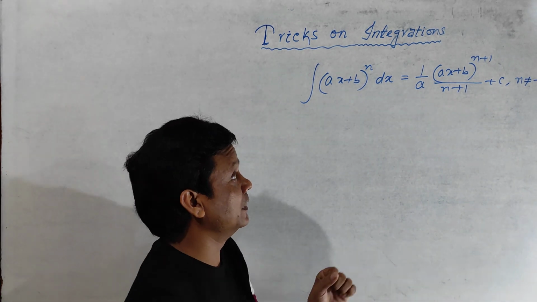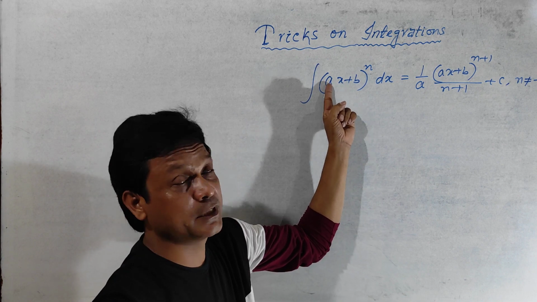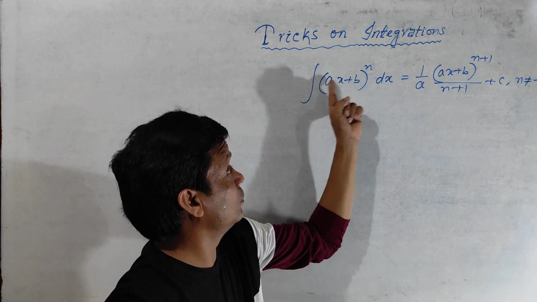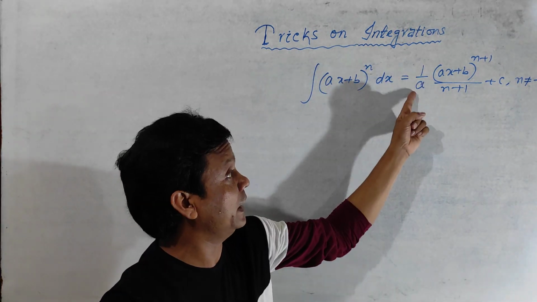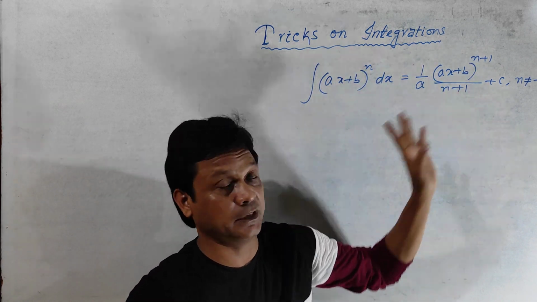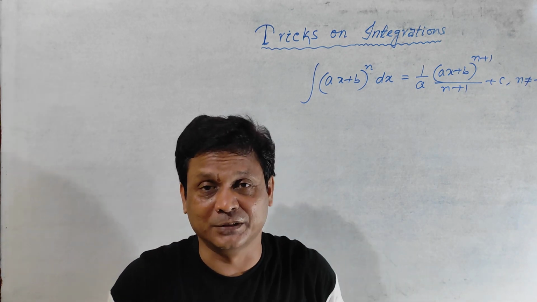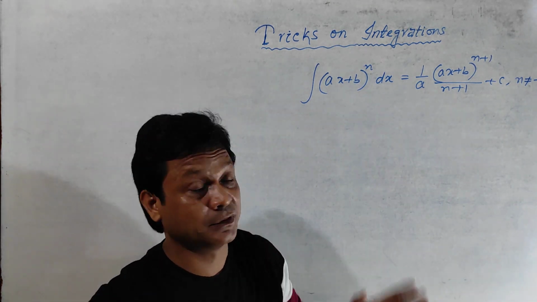Okay. See here. What is the formula I have told you? First of all, you should write the reciprocal of the coefficient of x. That means if the coefficient of x is a, you should write 1 by a. Then (ax plus b) to the power n plus 1, divided by n plus 1, plus c. Clear? Can you do this or not? Try to do these types of problems directly.